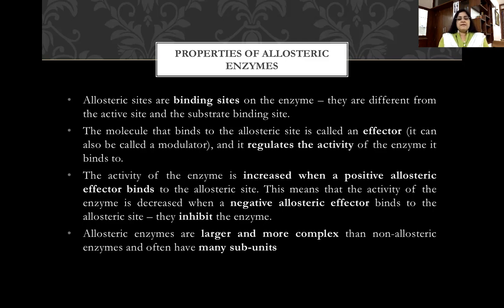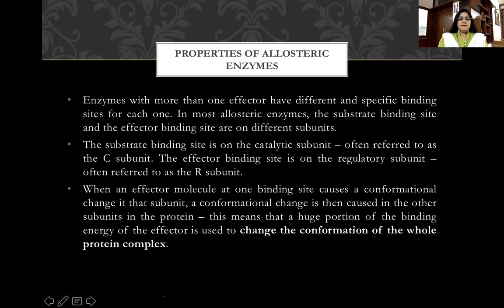So allosteric enzymes are larger and more complex than non-allosteric enzymes and often have many subunits. So that is something different. When you compare ordinary enzymes with allosteric enzymes, the allosteric ones are found to be larger and more complex and have an extra subunit, which is called a regulatory subunit. Now, enzymes with more than one effector have different and specific binding sites for each one. For example, there can be more than one effector controlling the enzyme's action. Okay, so if that is the case, each effector will have a different regulatory subunit.